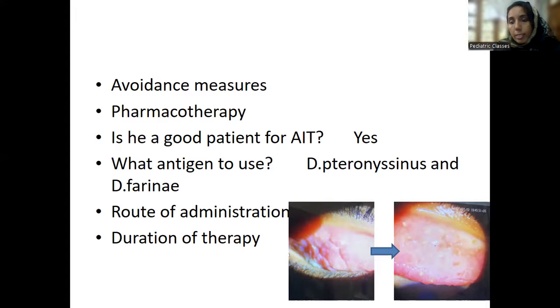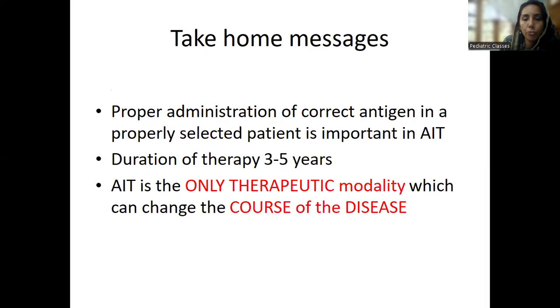And that is the point at which we discussed immunotherapy with the patient. We had multiple sessions on the advantages and other things, and we discussed. This child is a good candidate for AIT because allergic conjunctivitis is there, rhinitis is there, and we can actually prevent the progression to asthma. And what antigen should I be using for him? We should be using Dermatophagoides pteronyssinus and farinae. For the route of administration, we can go for either SCIT or SLIT, but SCIT is preferred and it is approved. And the duration of therapy is around 3 to 5 years.